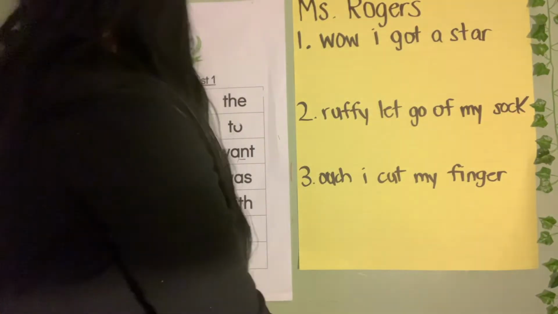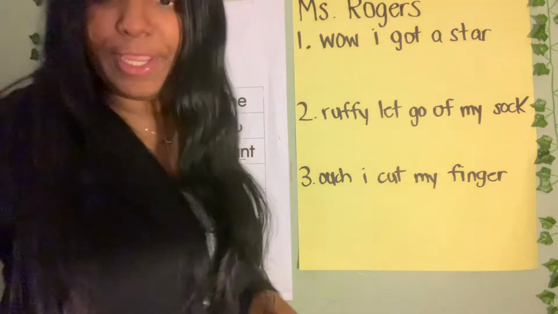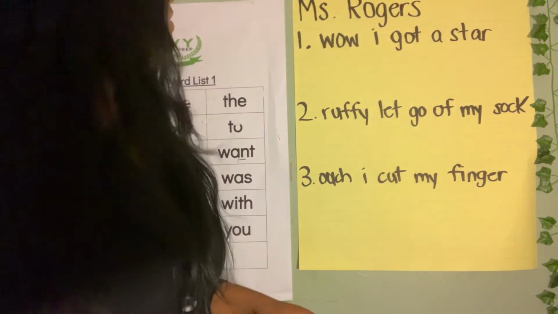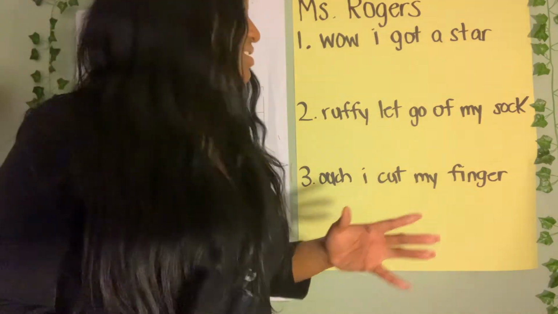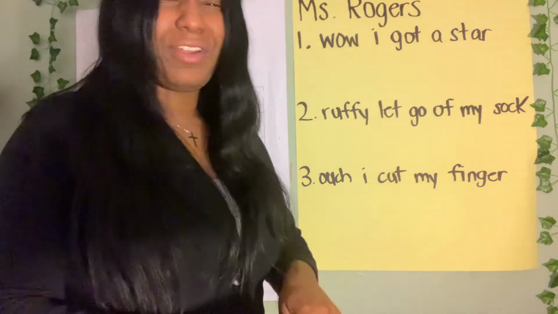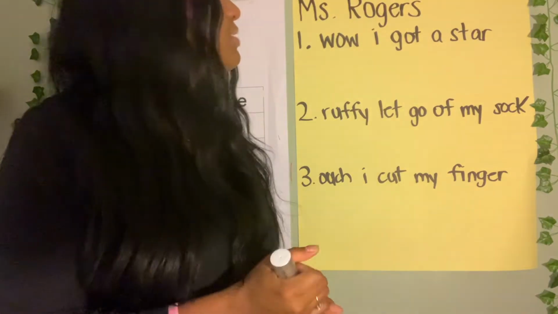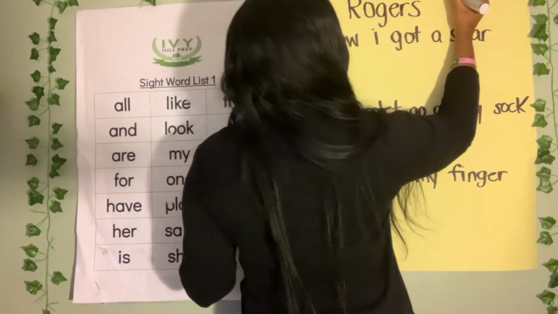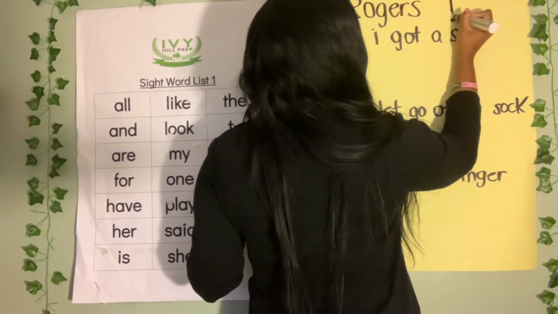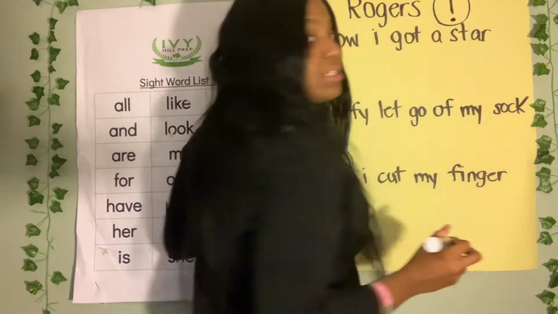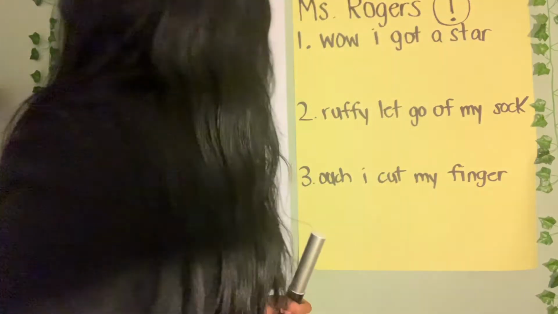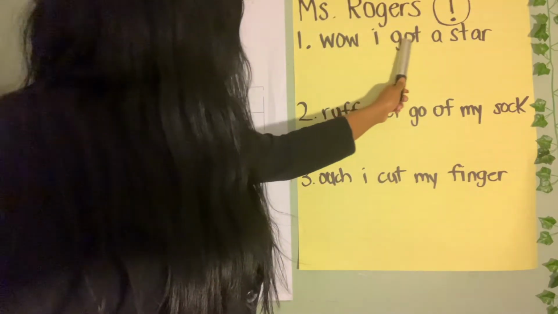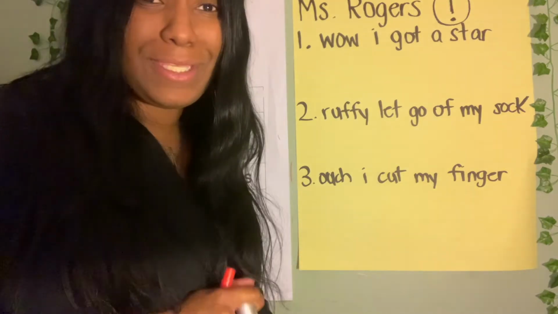So now, scholars, let's look at this. All right? Miss Rogers is going to put this right here. Let's look at some sentences that Miss Rogers has here. Okay? These sentences don't really look too good. We're going to fix them, though, because we want them to be expressing sentences. We know that all of our expressing sentences have an exclamation point. This is what we're focusing on today, is our exclamation point. All right? Great. So, wow, I got a star. What's wrong with this sentence, scholars?